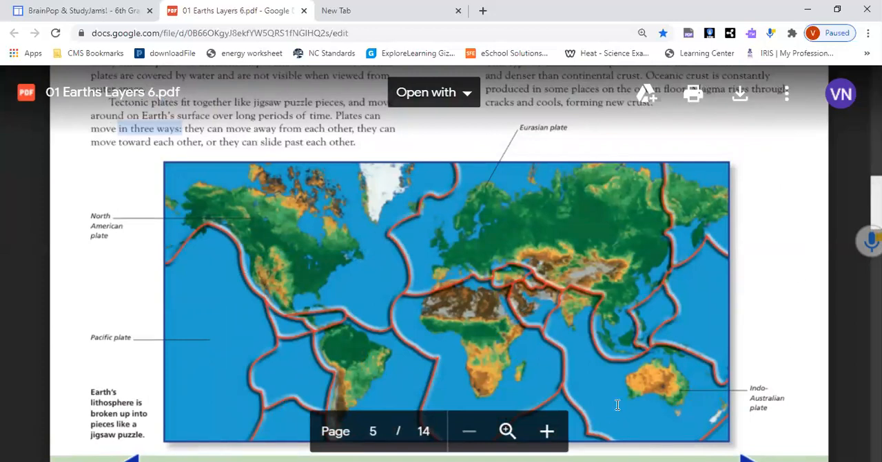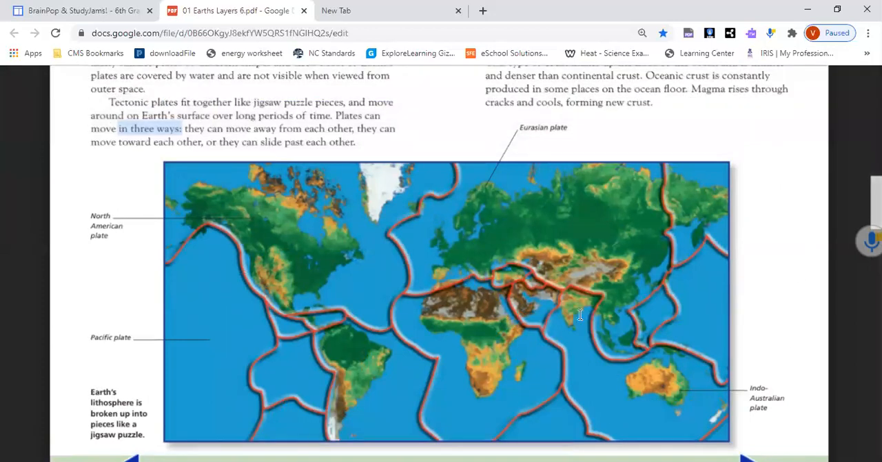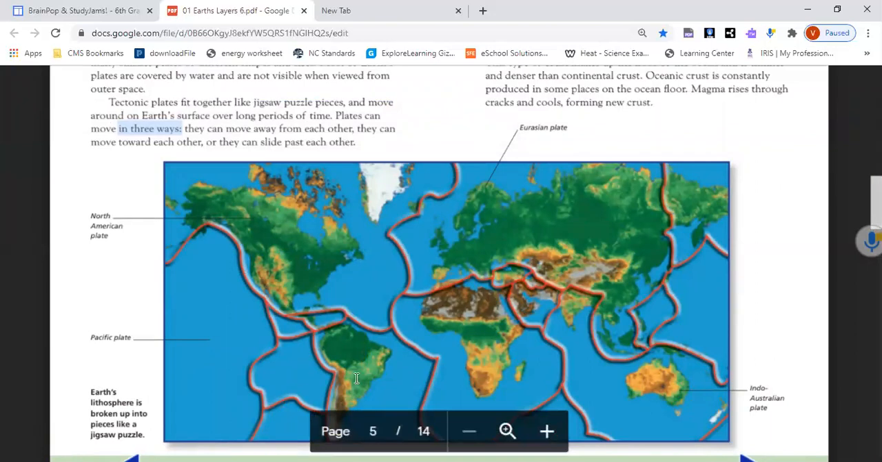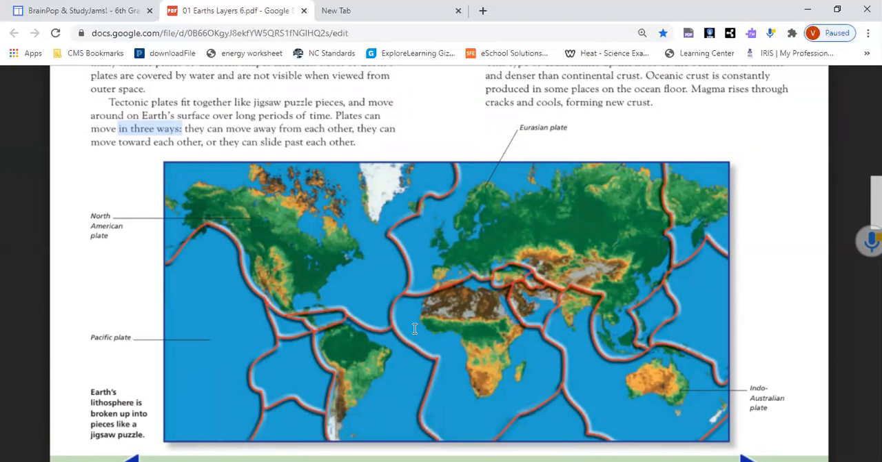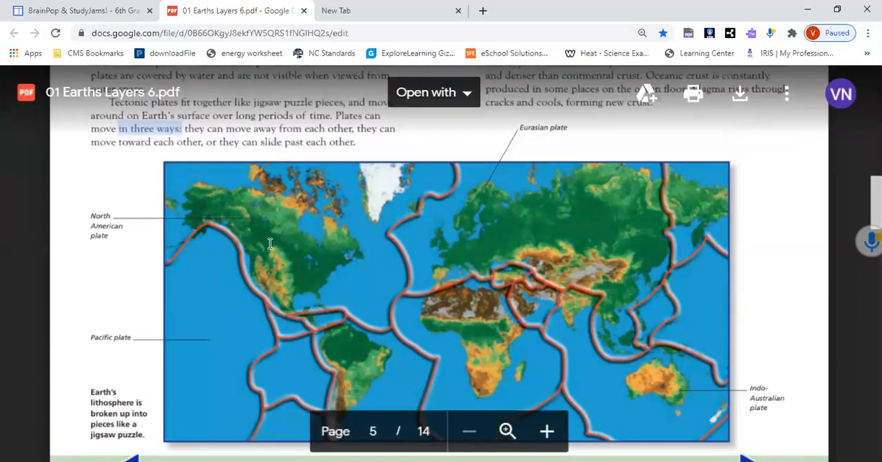Did you see here? This is Australia, this is India here, right? South America. So all these, at one point, were all connected. So this was what Alfred Wegener's theory was. He said that everything was connected at some point. He'd say this is the North American plate, the Pacific plate, right?